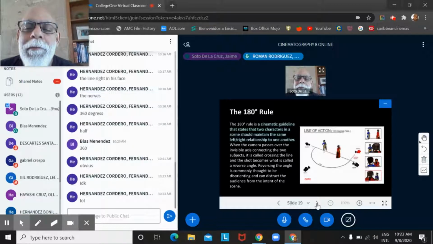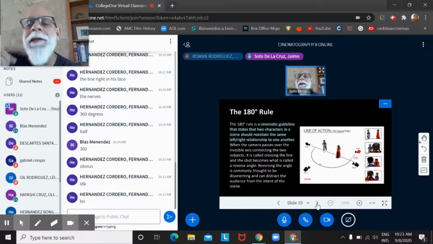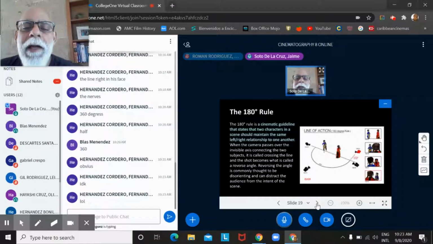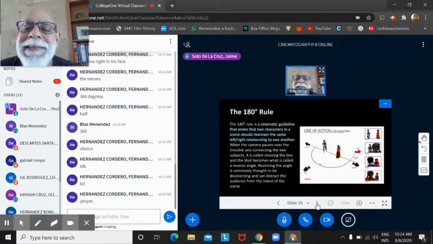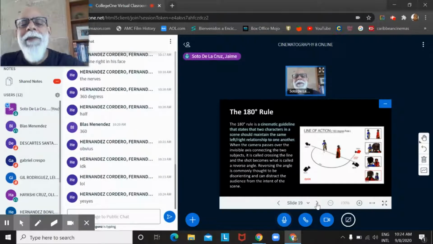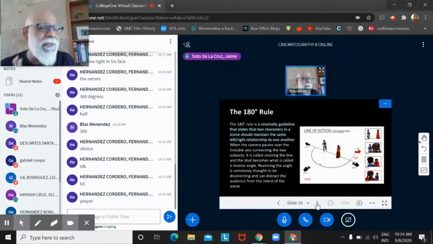They're not in the 180 degree. It broke the semicircle. It went to the other side. Remember, when we're talking about the 180-degree rule, this is a guideline stating that two characters in a scene have to maintain the same left-right relationship to one another. So when I'm showing one character from the right, I always have to show him from the right in that shot. If I'm showing the other character from the left, I have to show the same relationship all the time.